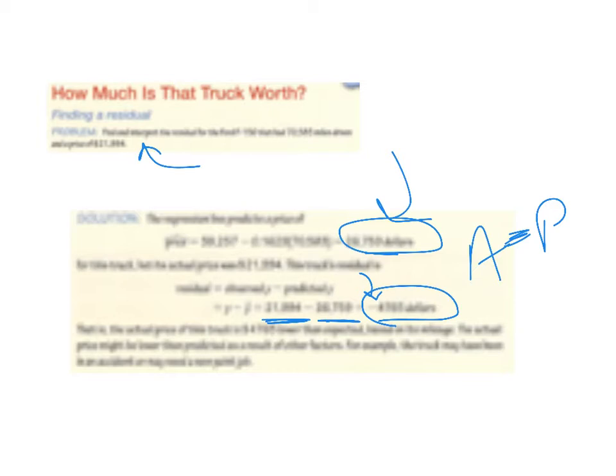You don't necessarily need to take it that far, right? You have to definitely do this first sentence. The actual price of the truck is $4,765 lower than expected based on the mileage, all the context, right? Based on your x, based on your mileage. As to why it's lower, that's iffy as to whether you really need to do that every time or not.